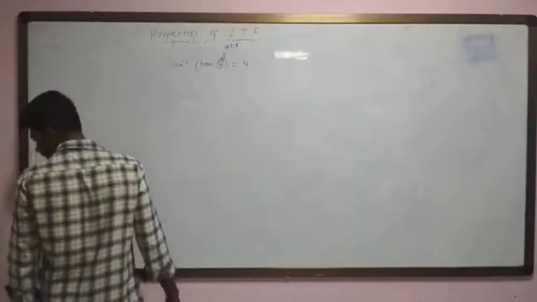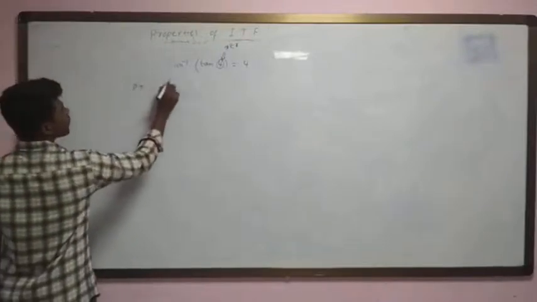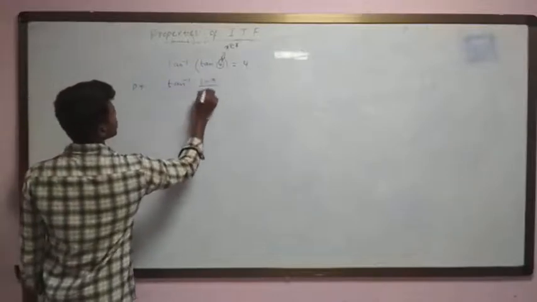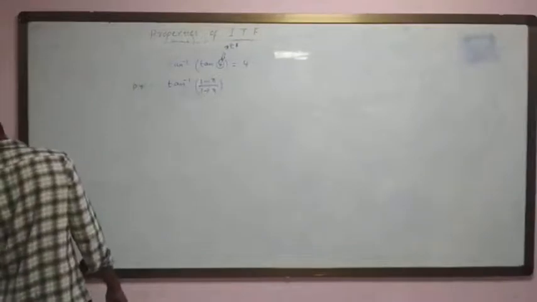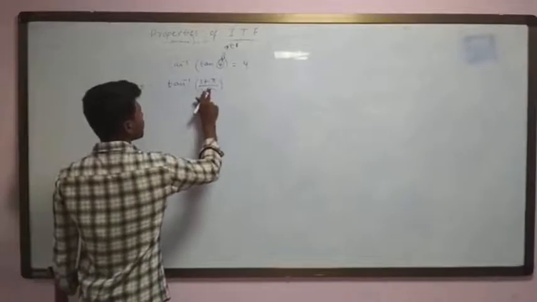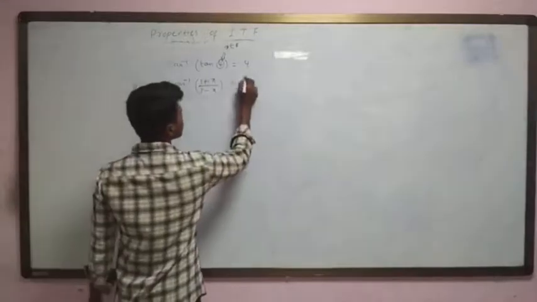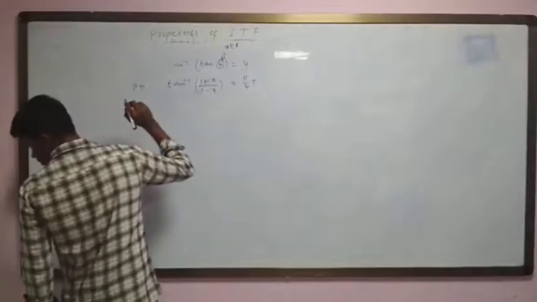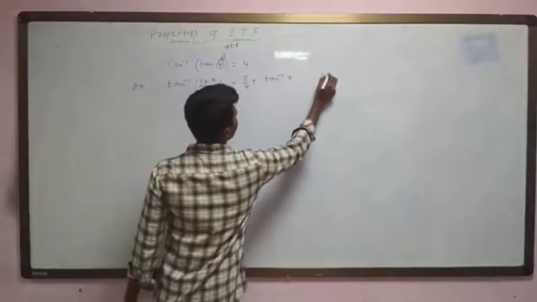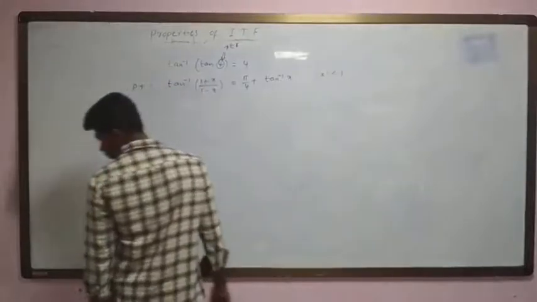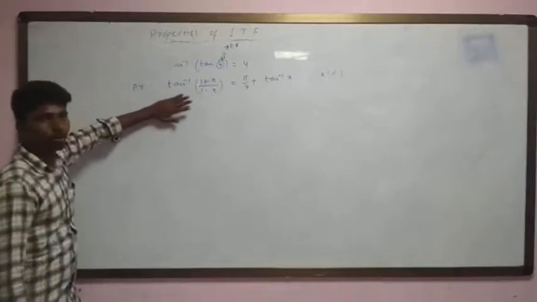Prove that tan inverse of (1 plus x by 1 minus x) equals pi by 4 plus tan inverse x, where x is less than 1. See, they have given this particular question.